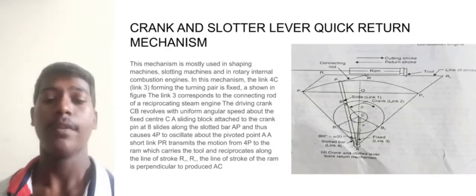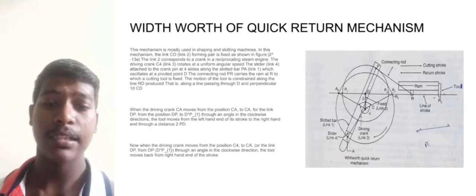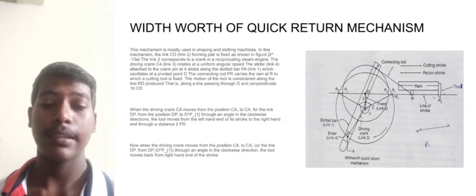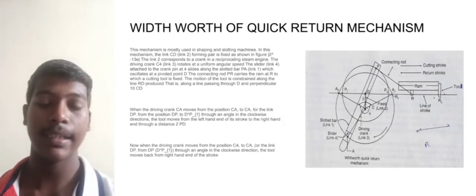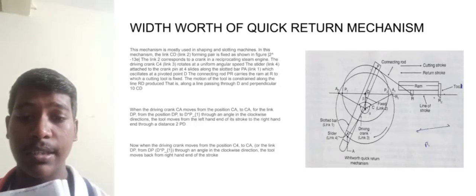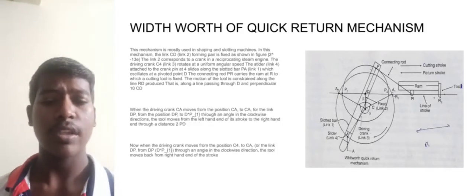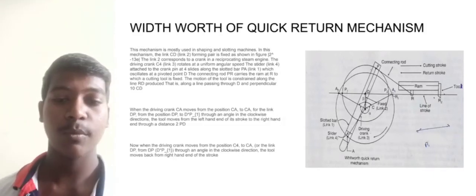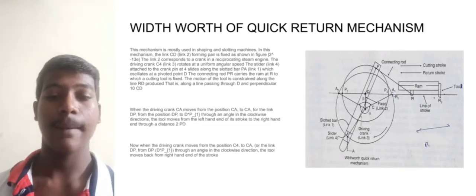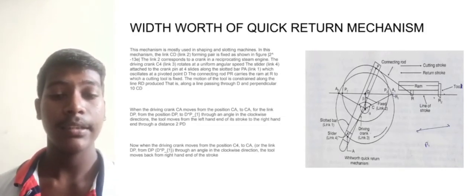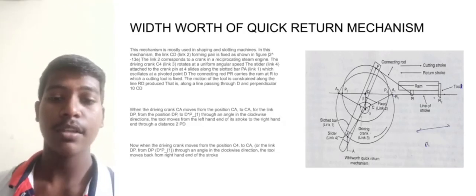Next, the Whitworth quick return mechanism follows the same process as the crank and slotter mechanism. It is used in the planer machine. The cutting stroke is slow, and the reverse stroke is fast. Why is the cutting stroke slow? The cutting stroke is material removal, while in the reverse stroke there is no material to remove, so the reverse stroke is fast.